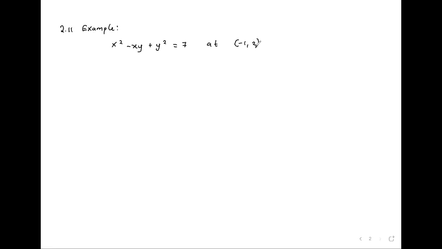So first thing, you need to find dy dx so that you can get the gradient of the tangent. The equations will always be y is equal to mt x plus c, or y minus y naught is equal to mt times x minus x naught. The two equations are the same.